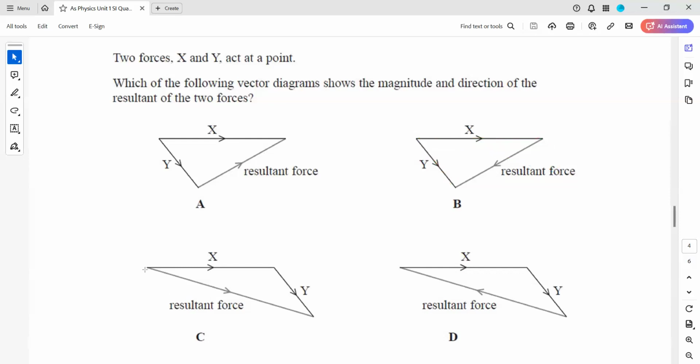So when we add x and y, what will be the resultant? From the tail of the first to the head of the last, that will be the resultant. So this is correct. If you are using a triangle method, then first vector, second vector, from the tail of the first to the head of the last, that will be the resultant. But if you are using a parallelogram method, then the diagonal should be the resultant.